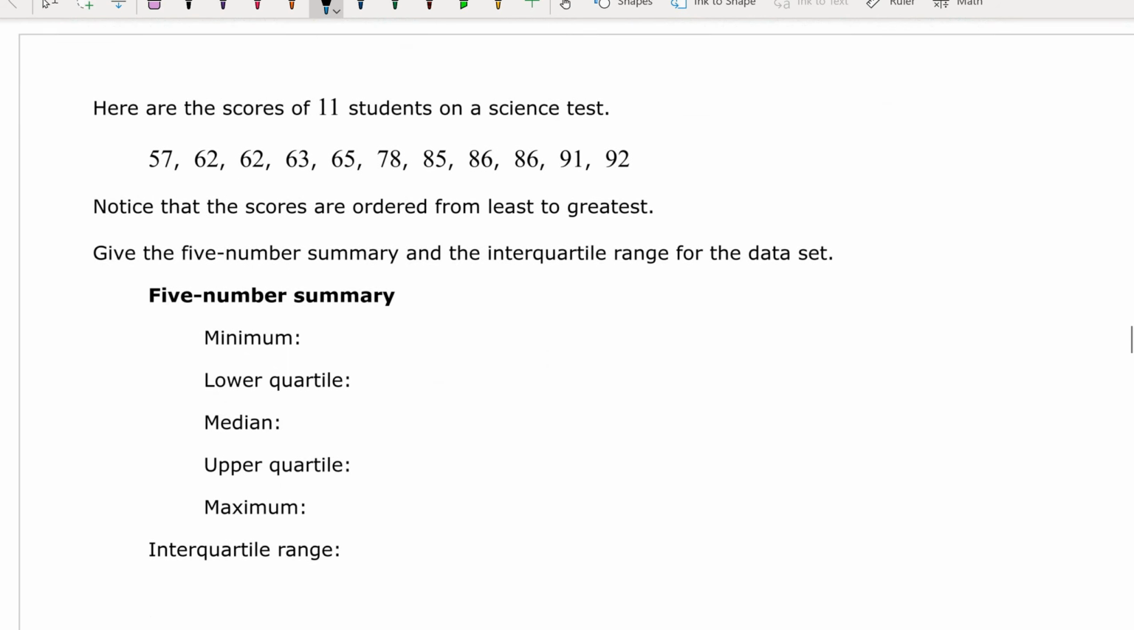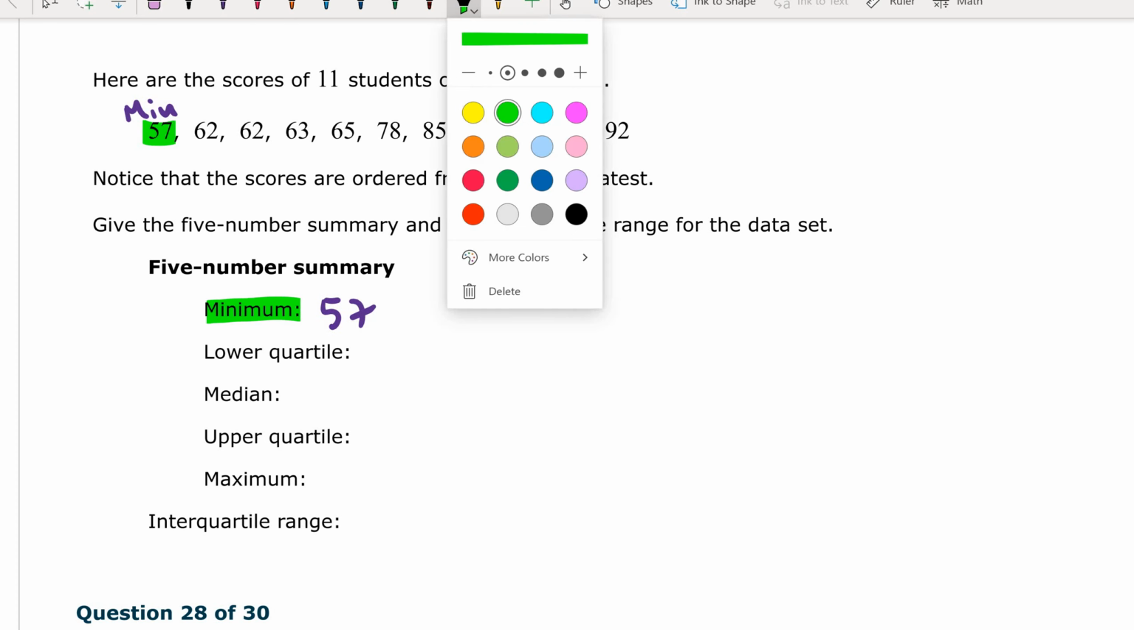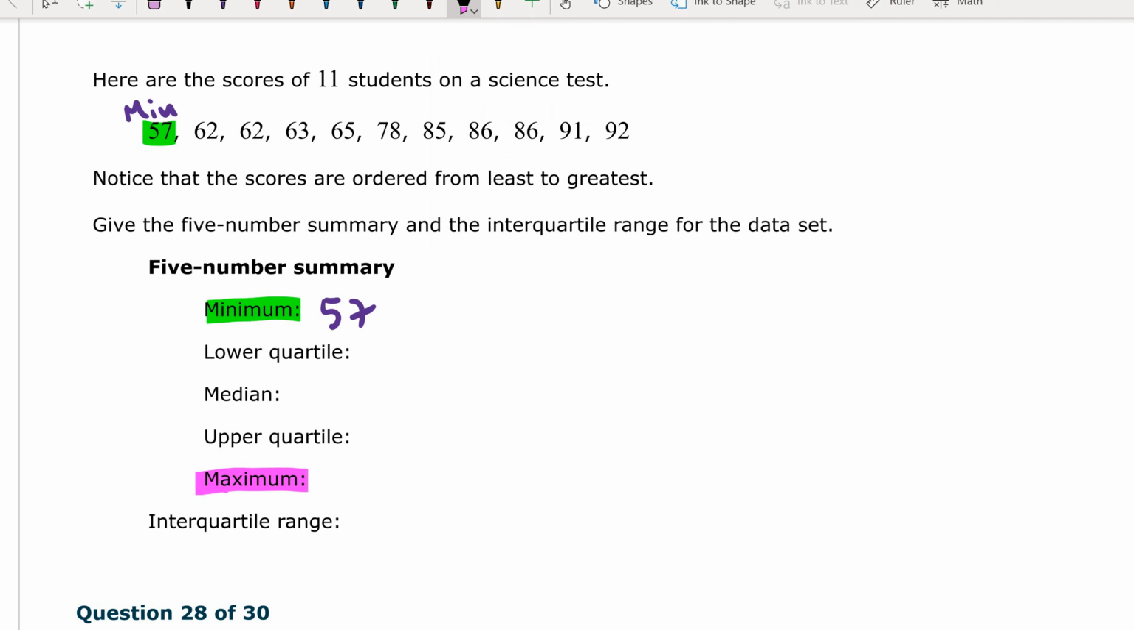Alright, number 27. Here are the scores of 11 students on a science test: 57, 62, 62, 63, 65. So they already put the set in order from least to greatest. Give the five number summary and the interquartile range for the data set. So first they ask you for a minimum. Minimum is the smallest number in the set, which is 57. That is our min. Our minimum is 57. Then they ask you maximum, right? So that is the largest number in the set. So max is 92.